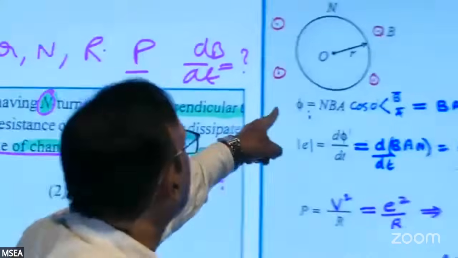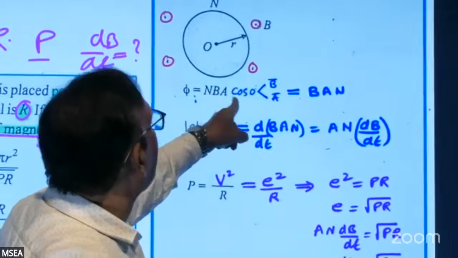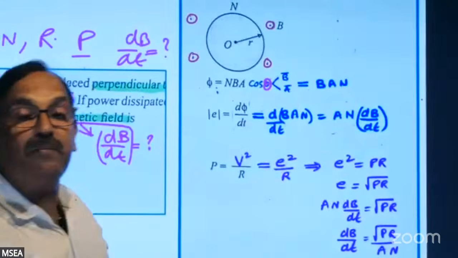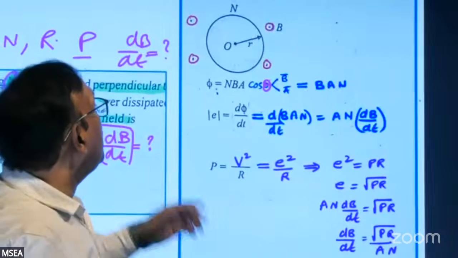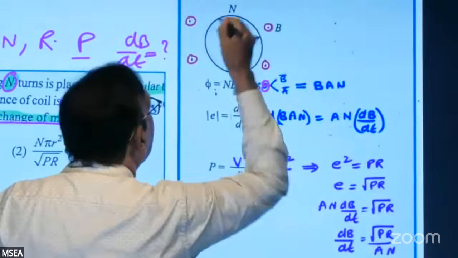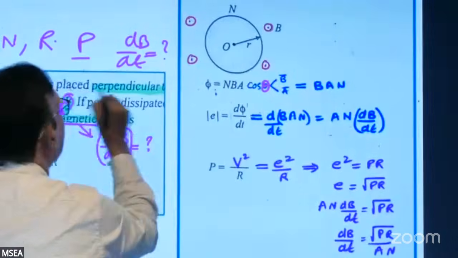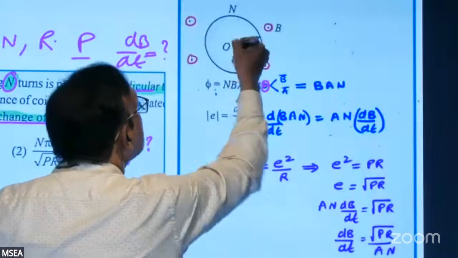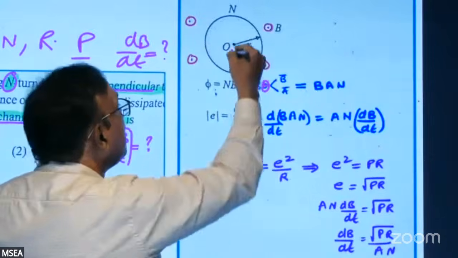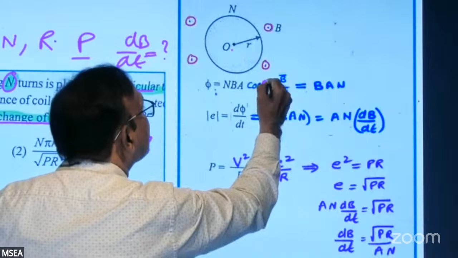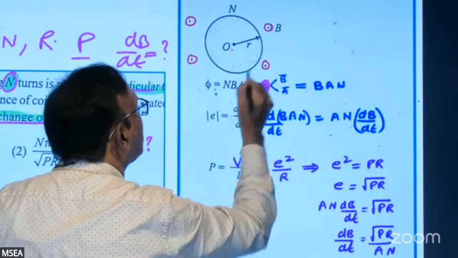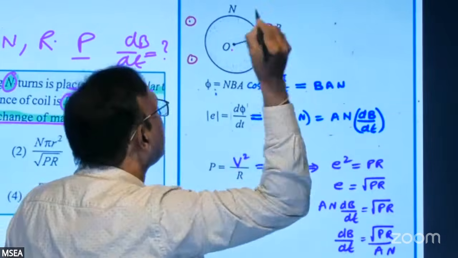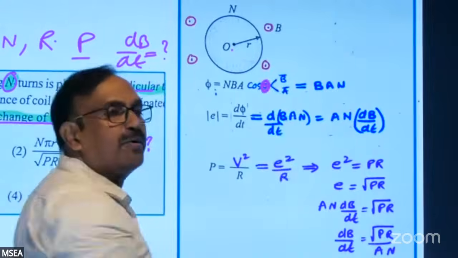Once again, we started our discussion like this. What is the formula for flux linked with the coil? Flux linked with the coil is nothing but BAN cos theta, where theta is the angle between B and A. Now, he said the field is perpendicular to the plane, and we know that the area vector is perpendicular to the plane. Both are like this. So that's why this angle theta will become 0, and cos 0 is 1.